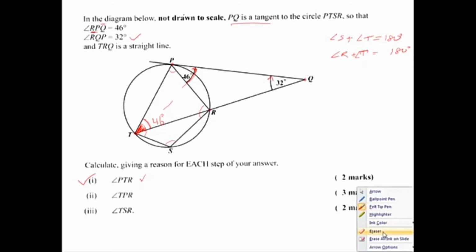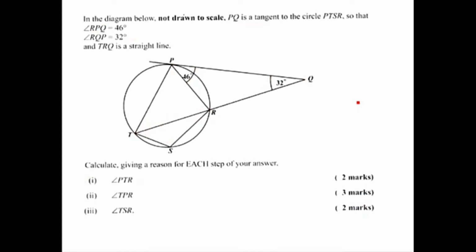Okay, so let's tie this up a little bit. The angle between the tangent and a chord, this is the tangent, the chord, 46, is equal to the angle in the alternate segment. So this chord creates this segment here, the minor segment. This chord PR I'm talking about, and this is the major segment.